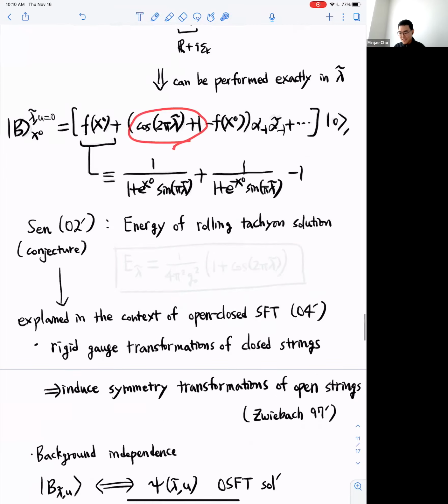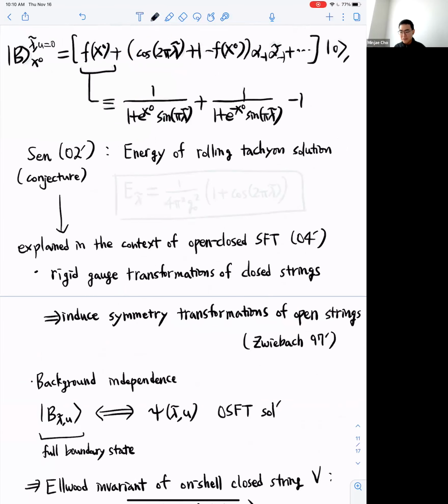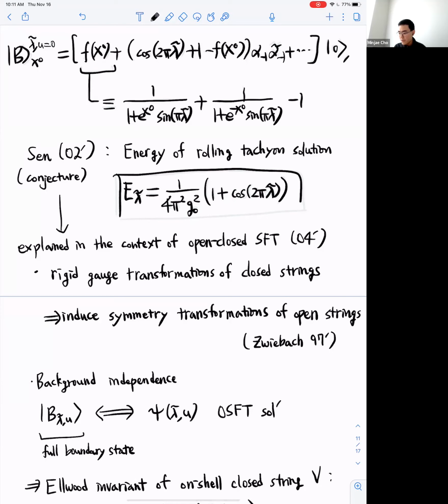And Ashok said, okay, it's time independent. It better be the energy of the solution. Okay? So this is the energy of this solution that Ashok wrote down in his O2 paper. It was a conjecture in his O2 paper. Later, it was explained in the context of open-closed string field theory, as I explained before. Okay, let's look at this.